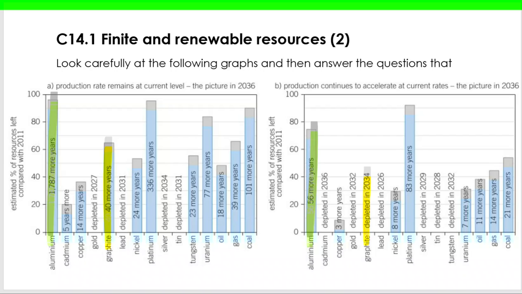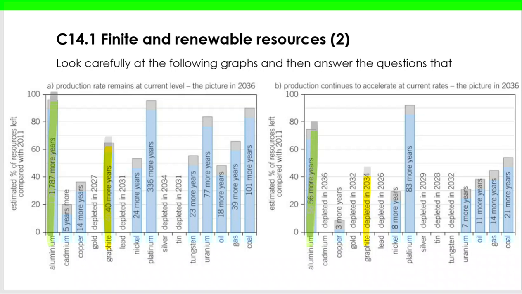Let's take a look at graphite. Graphite, we've got 40 more years at current levels. So that means we have got enough to take us to 2076. However, if it continues to accelerate in its use, it will be gone by 2034, incredibly soon. And graphite, when you think about graphite being used in pencils is one example, but graphene is one of the big technological advancements in science at the moment, but we're about to run out of the source of it.